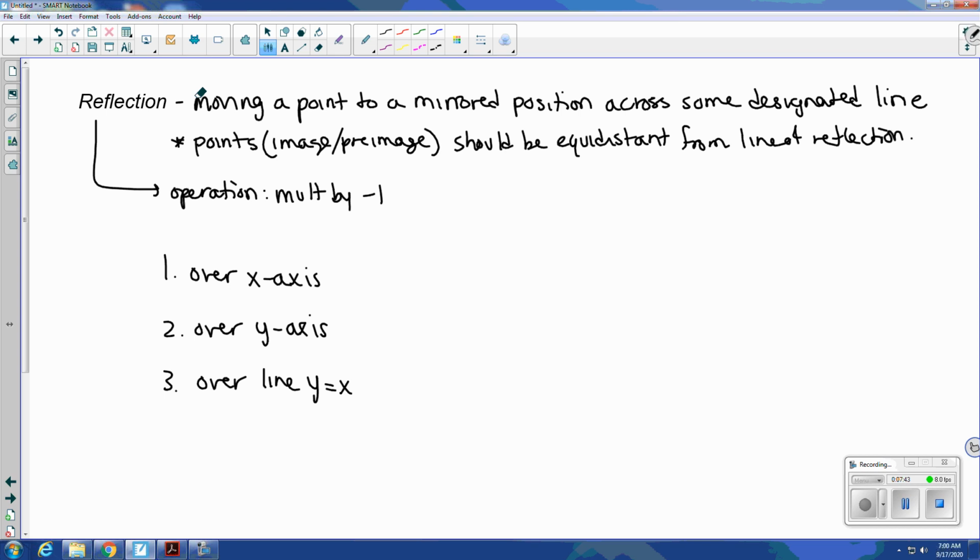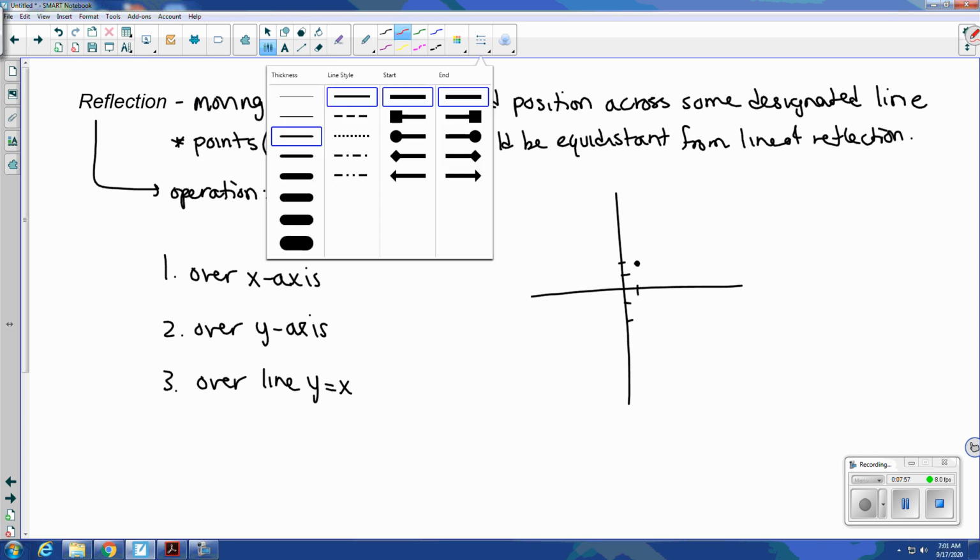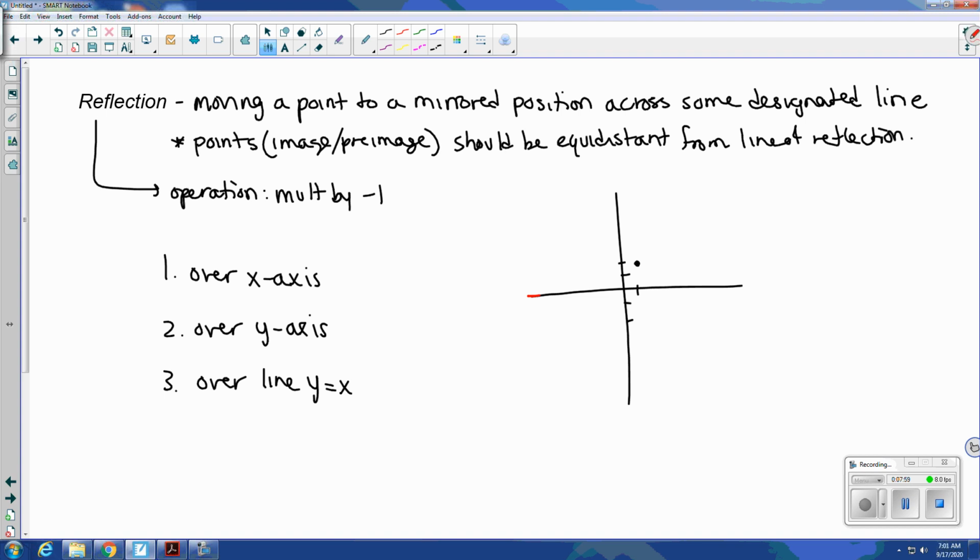Okay, so why is it multiplying by -1? Let's say we have a point (1, 2), and I want to flip it over the x-axis. So the x-axis in this case is my line of reflection. I move it to a mirrored position. It would be at (1, -2). And you can see that these points are equidistant from the line of reflection, both 2 units away.